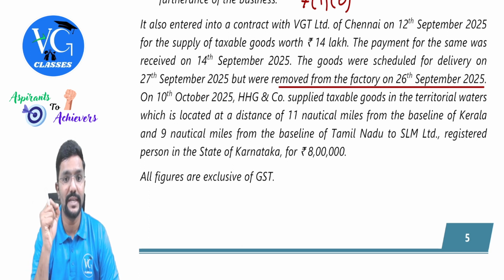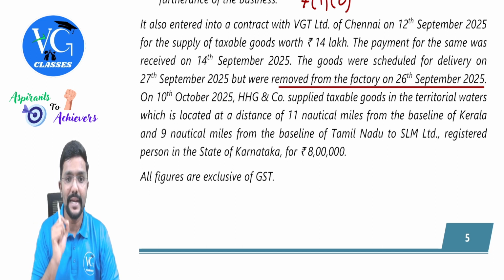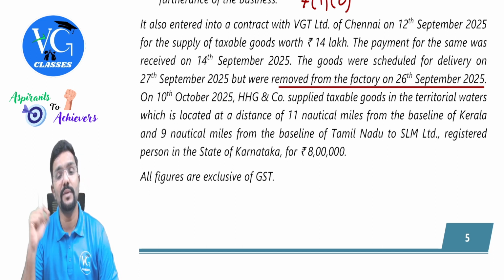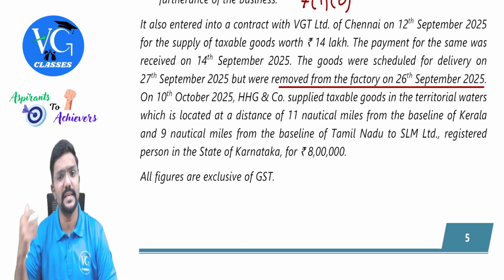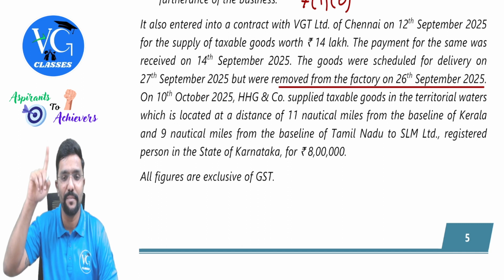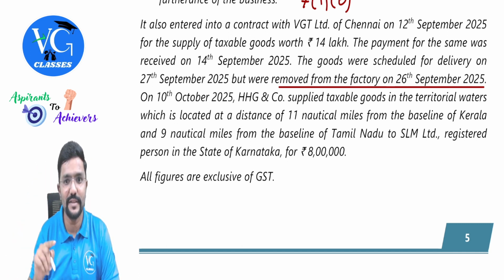Supplied taxable goods in the territorial waters, which is located at a distance of 11 nautical miles from the baseline of Kerala and 9 nautical miles from the baseline of Tamil Nadu, to SLM Limited, a registered person in the state of Karnataka. Means the recipient is registered in Karnataka. But what is the place of supply? Place of supply would be the nearest place, Kerala or Tamil Nadu.